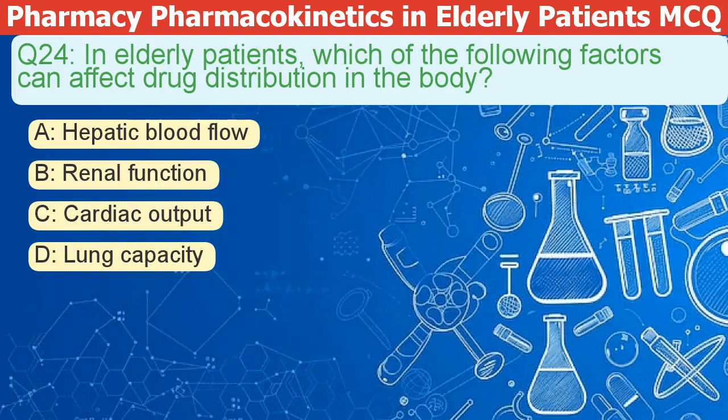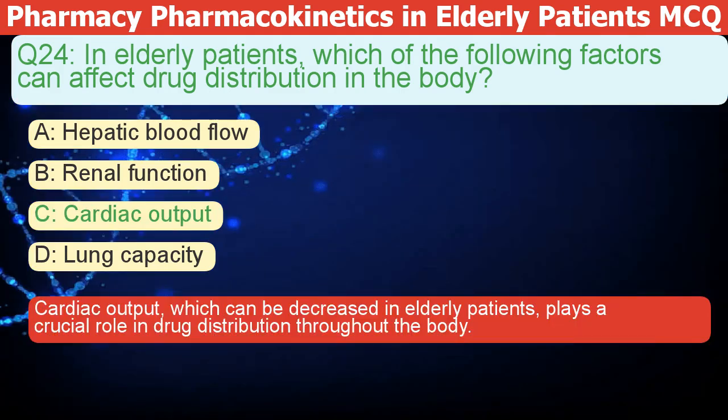In elderly patients, which of the following factors can affect drug distribution? A. Hepatic blood flow. B. Renal function. C. Cardiac output. D. Lung capacity. The correct answer is C. Cardiac output, which can be decreased in elderly patients, plays a crucial role in drug distribution throughout the body.